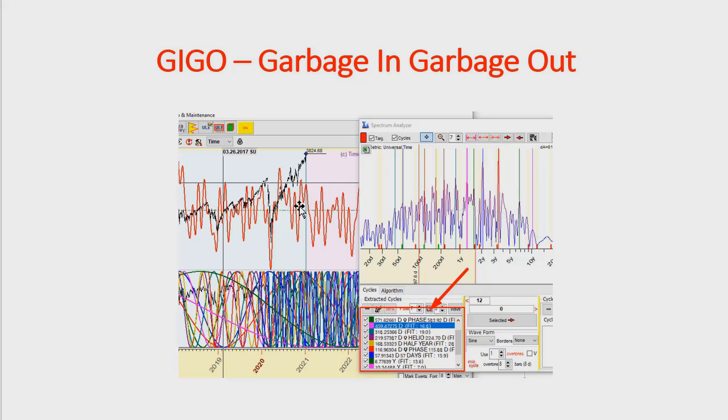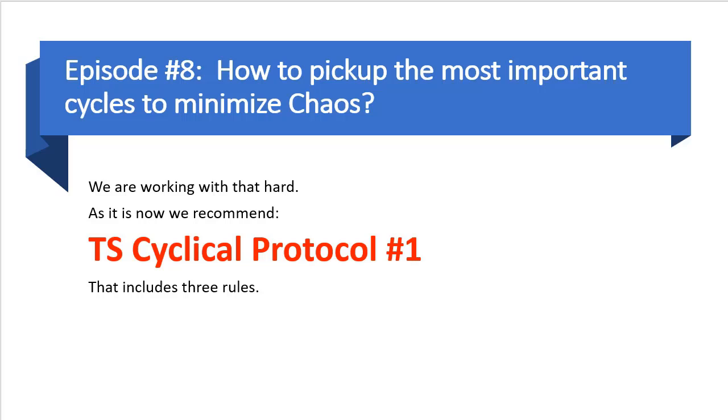Okay, in the next section the technology of how to pick up cycles will be explained. Episode number 8, how to pick up the most important cycles to minimize the chaos. Actually, this is a very, very complicated question, and we are working on that hard. There is no math procedure like run this model and you will get the cycles that always work. It does not work this way.